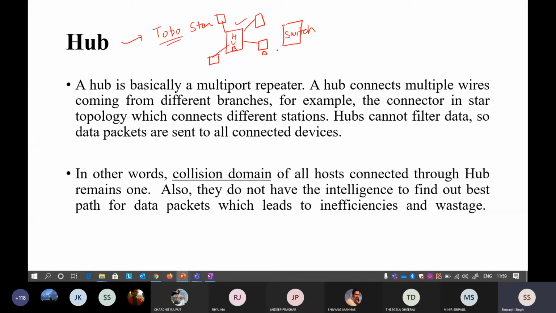What is the difference? I will explain it again. If you understand the first lecture about the OSI layers, and which layer does what task, the main layers to remember are the physical layer, data link layer, network layer, and transport layer. If you remember these four layers, I don't think there will be any problem. Now a hub is a multi-port repeater.